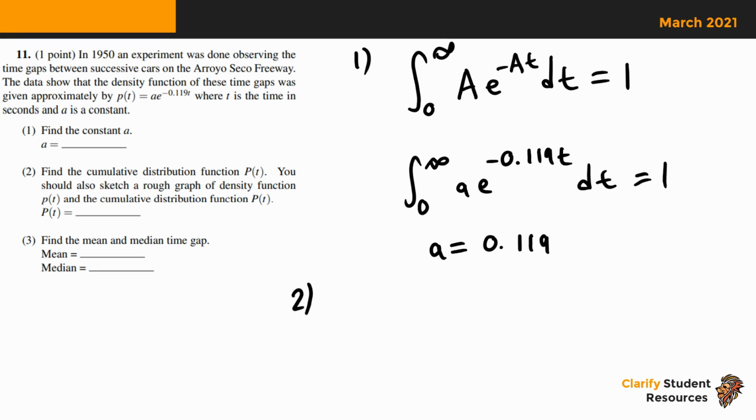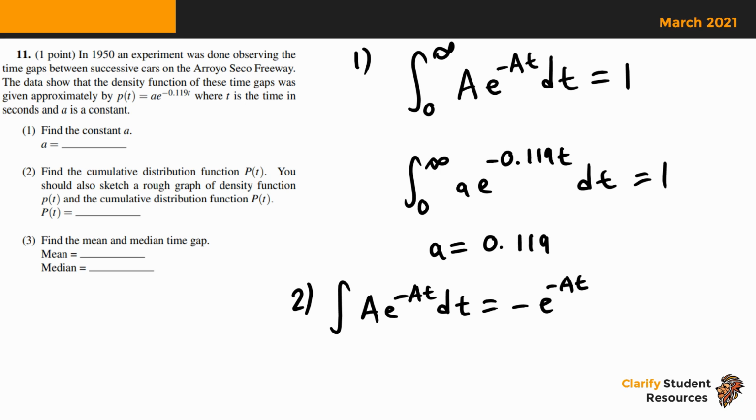Okay, so for part 2, there's a really interesting feature, which is that when you integrate a e to the negative at dt, for example, you're just going to get negative e to the negative at. So this is a fact that you're going to run into, and it saves time because this is a common integral that you run into.